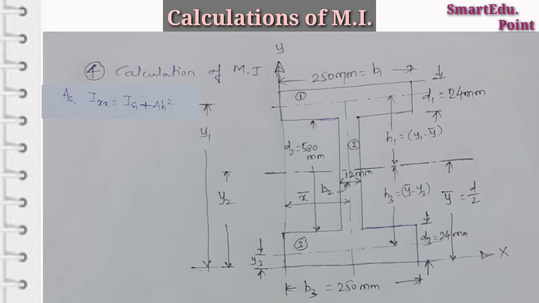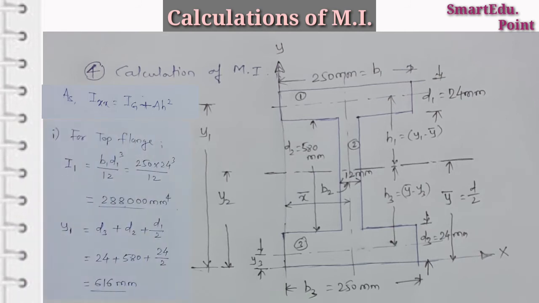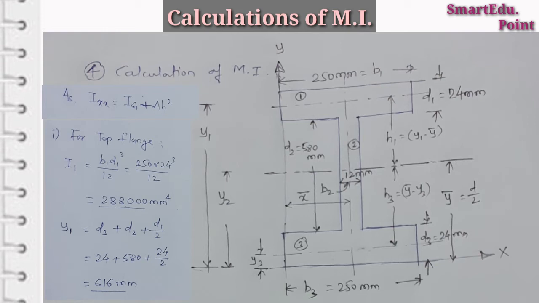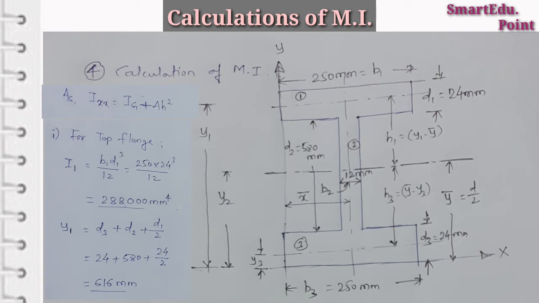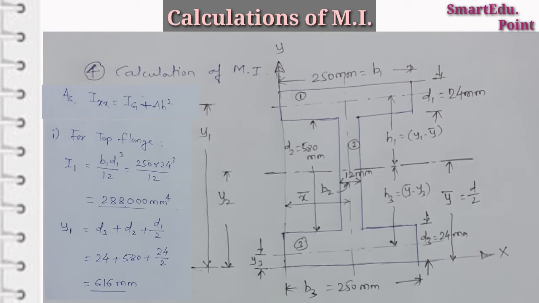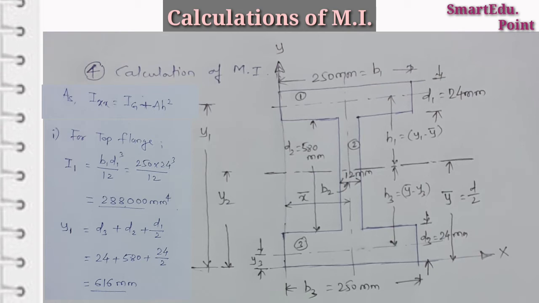Now first of all, I1 for section 1, or for the top flange, is equal to b1 d1 cube divided by 12. By substituting the values, that is 250 as the width b1, and 24 as the depth of part 1, 24 mm cube divided by 12, it will give I1 equals 288,000 mm raised to 4.